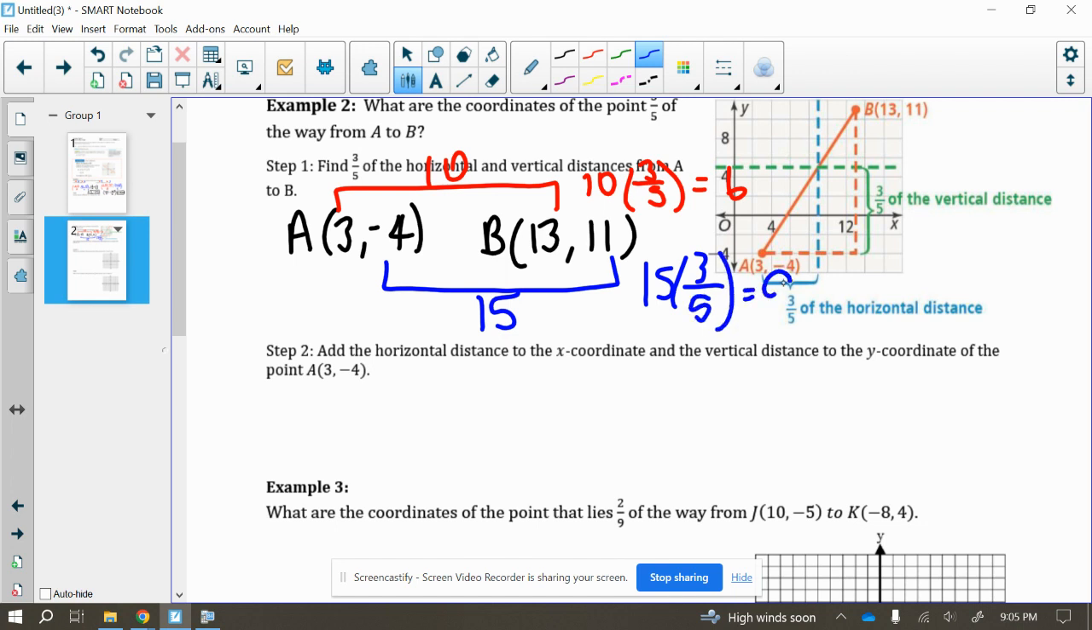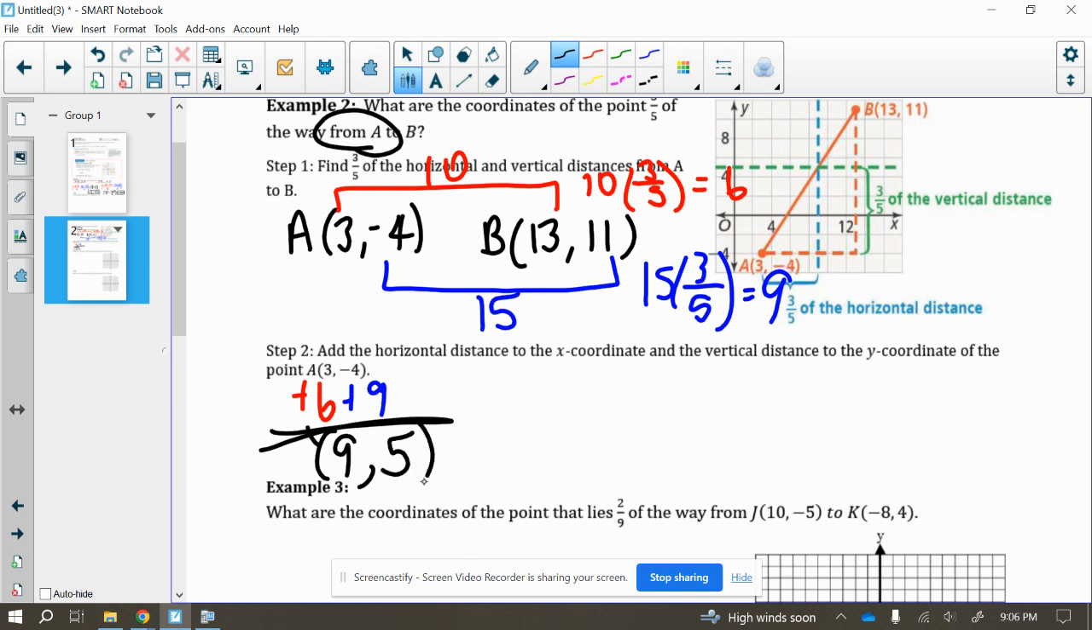And then our final answer is going to come from taking those two values, in this case, +6 and +9, and adding it to our starting point, which is, in this case, A, since we went from A to B. 3 plus 6, our new point is going to be at 9, comma, -4 plus 9, 5. And again, if we look at this graph, we see that 9, 5 does lie on that point, and again looks 3/5 of the way from A towards B.